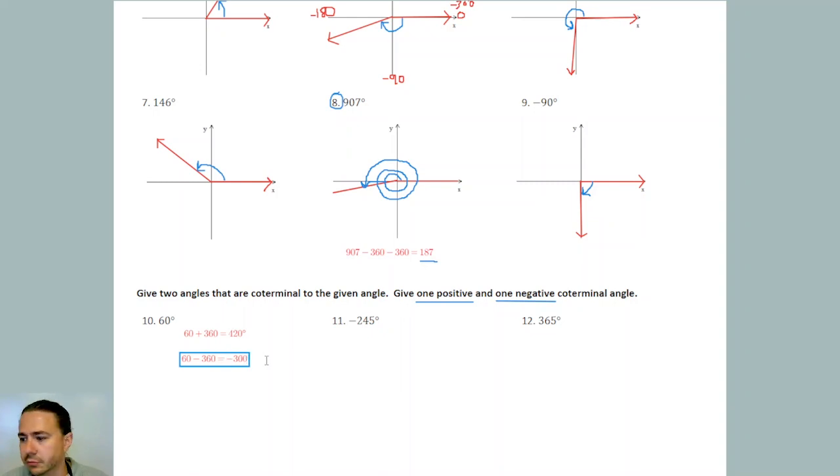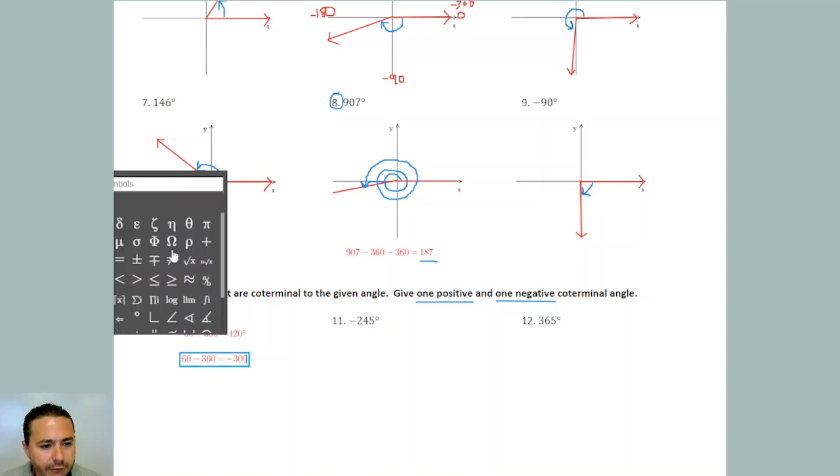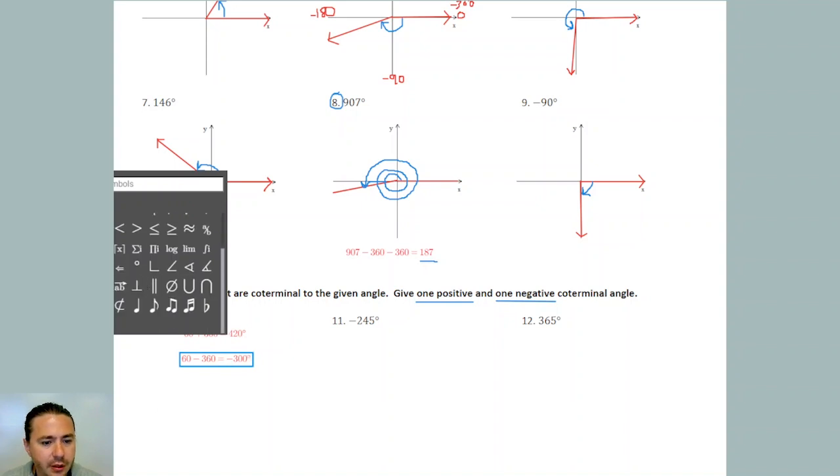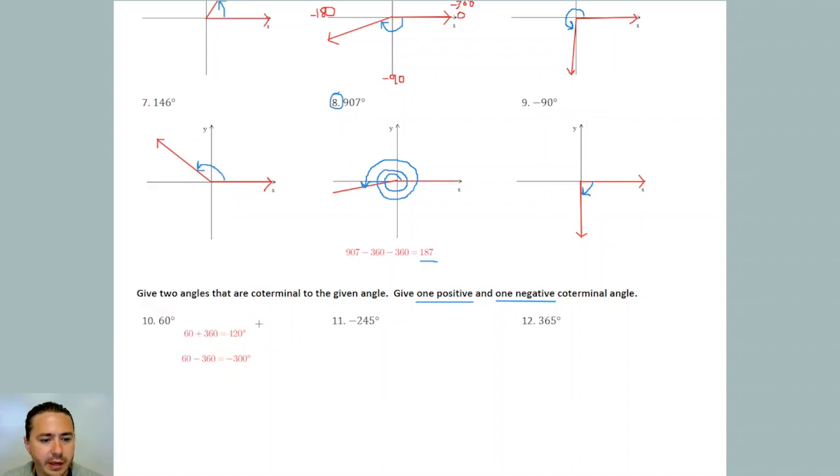Oh, oops, not sure what happened there. Let's find that little angle symbol. Okay, so there we go. We've got 2 angle measures that are both coterminal to each other, and they're also coterminal to the original angle, which was 60 degrees. Just move this over slightly. I'm going to move it over even a little bit more, clean this up. There we go.